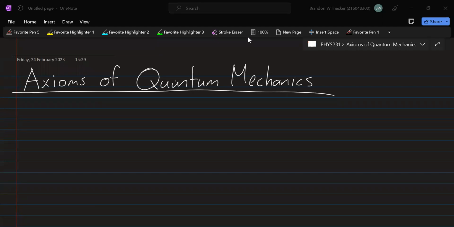Hello. So in today's lecture, we're going to be looking at the axioms of quantum mechanics. These are the initial things that we need to get out of the way before we can do quantum mechanics properly. In the next lecture, we will be looking at the Schrödinger equation, how to solve it for a given system, and what we can do with that. But first, the axioms.